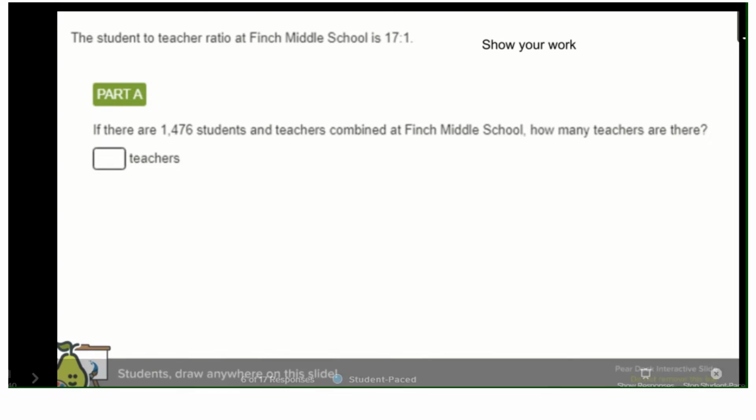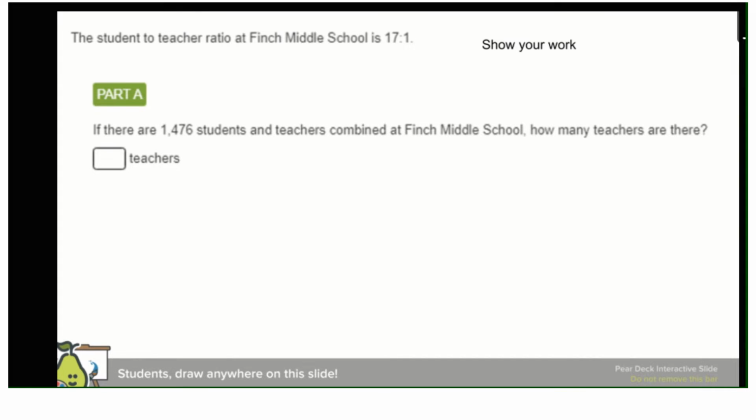The student to teacher ratio at French Middle School is 17:1. If there are 1,476 students and teachers combined at French Middle School, how many teachers are there? So you're just looking for the number of teachers. So you have to recognize that this is a ratio problem, and they gave you a part to part.